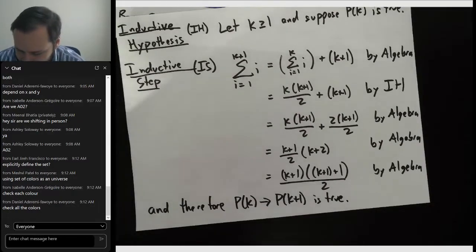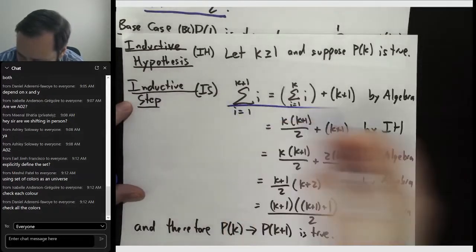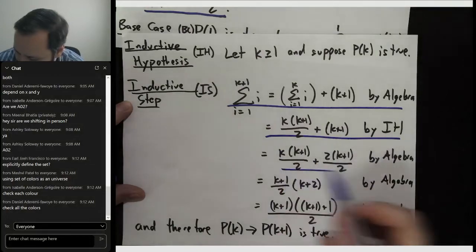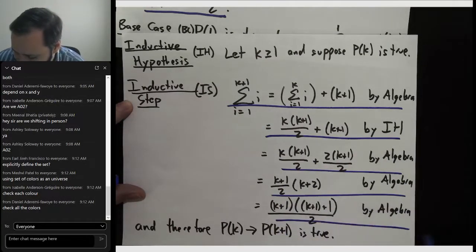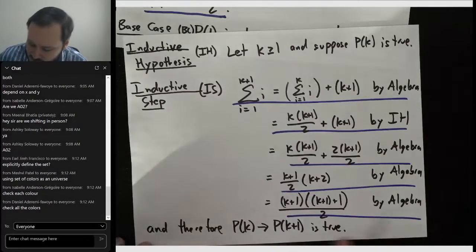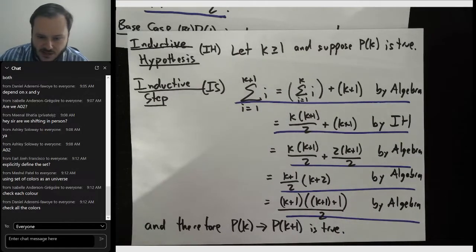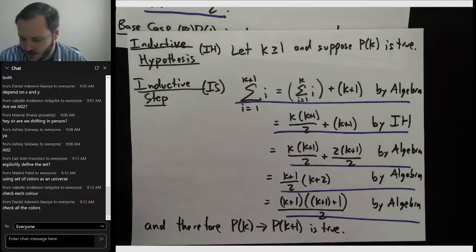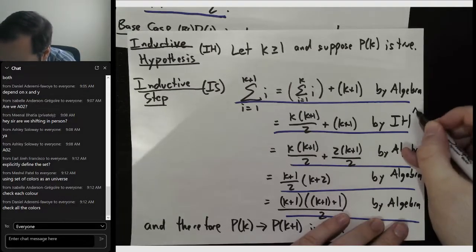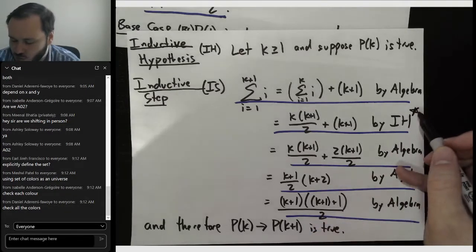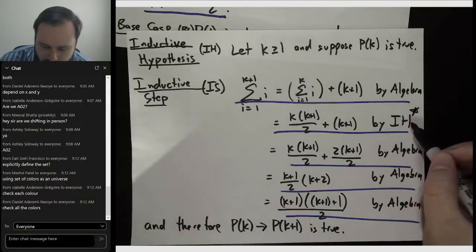So all of this gets underlined in blue because this is all specific to the particular problem. This conclusion step is not specific to the specific problem. That should always show up. And there's a little asterisk here. You always need to make sure you're using your induction hypothesis.